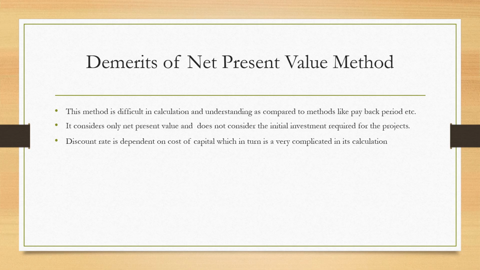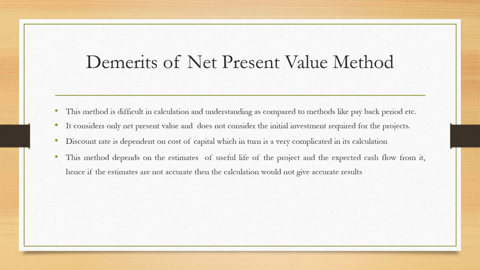Now, discount rate is dependent on cost of capital. We all know that discount rate is determined based on the cost of capital, which is determined based on the risk factors. Now, all these determination of rates is a bit complicated and its calculation is a bit complicated also.